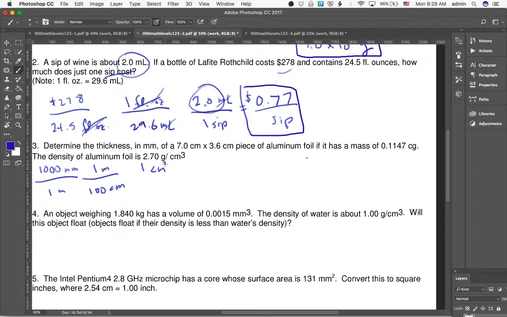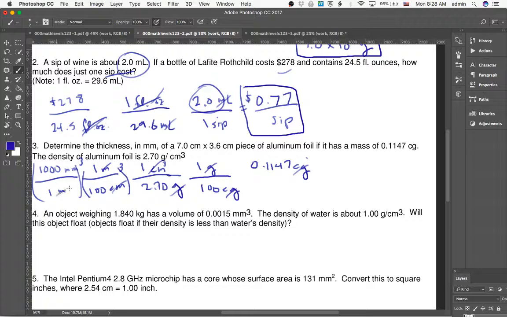1 centimeter cubed is 2.70 grams, right? And then the mass is 1 gram has 100 centigrams, and there are 0.1147 centigrams. Centigrams I have arranged so that they would cancel. Grams I have arranged so that they will cancel. But centimeters cubed cannot cancel with just centimeters. The whole thing has to be cubed, and then I can cancel those. But meters cubed cannot cancel with just meters. This whole thing needs to be cubed, and then I can cancel those.